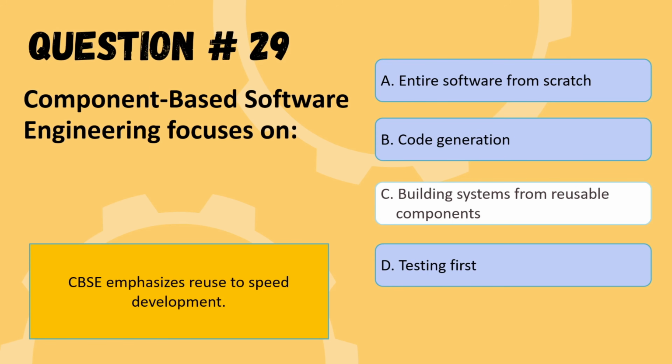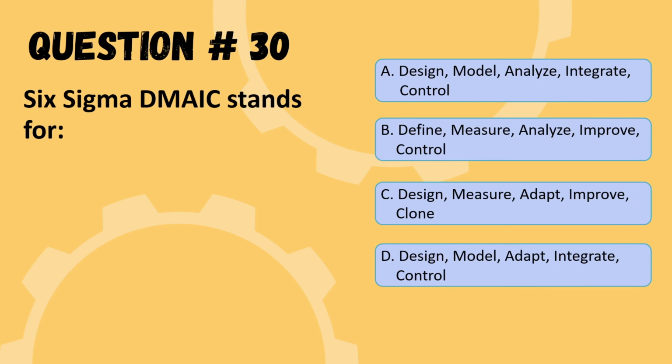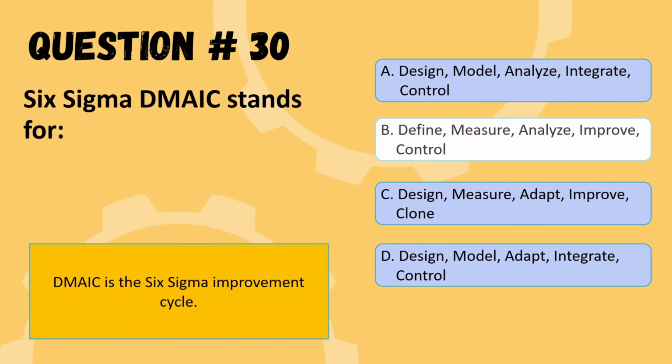Now we are moving to the last question. Last question is, Six Sigma DMAIC stands for design, model, analyze, integrate, and control, or define, measure, analyze, improve, and control, or design, measure, adapt, improve, clone, or design, model, adapt, integrate, and control. So the correct option is option B, define, measure, analyze, improve, and control.